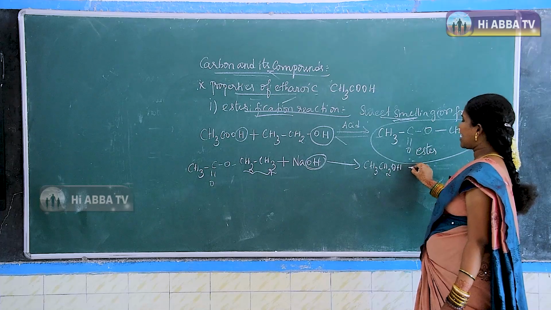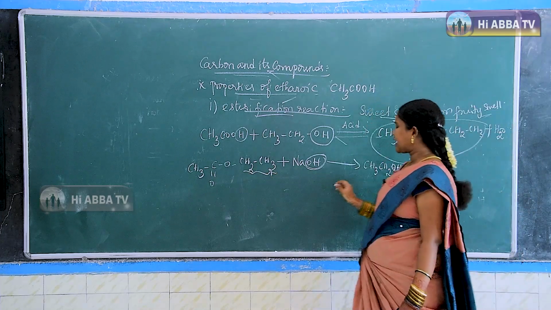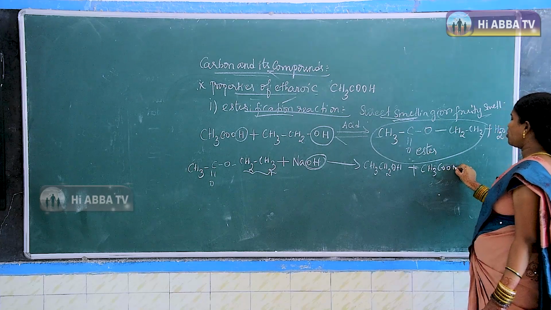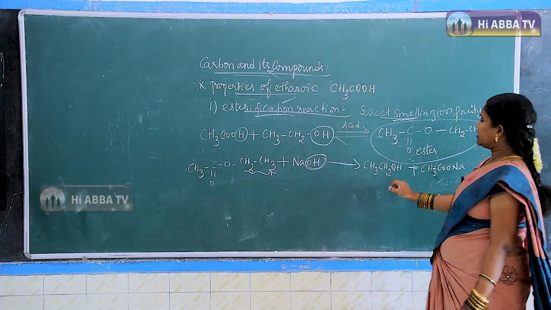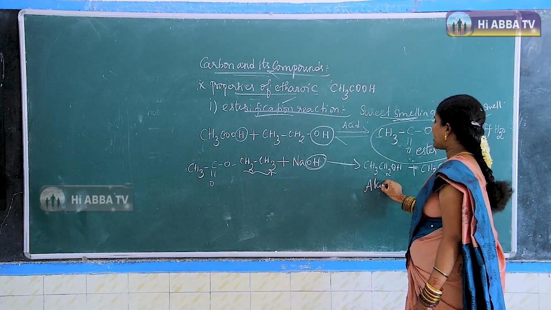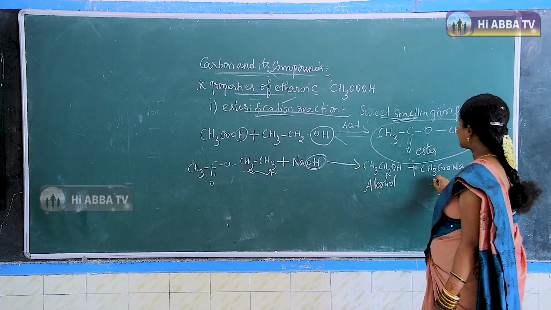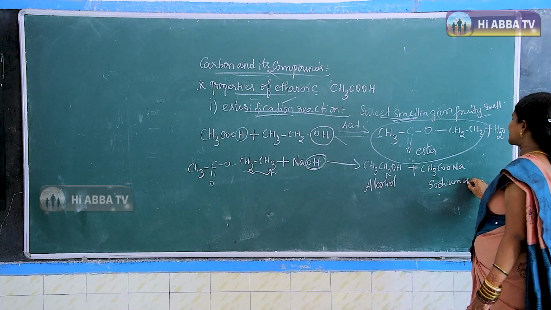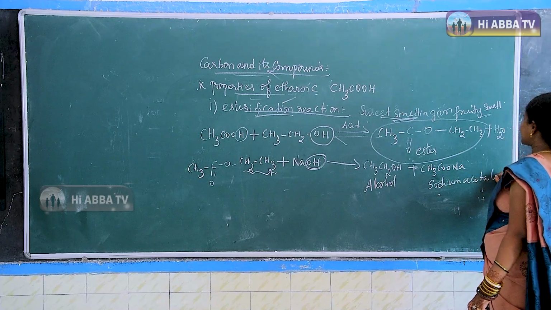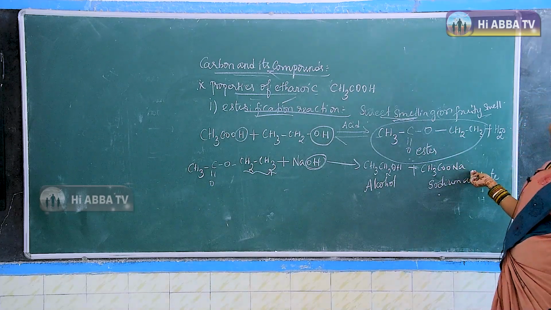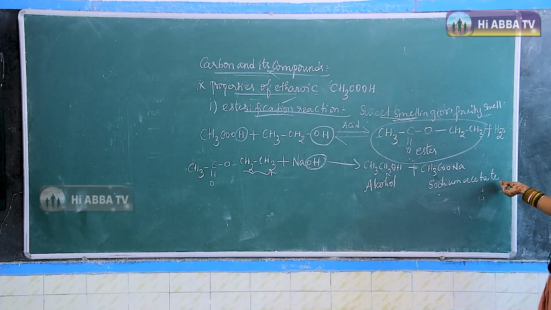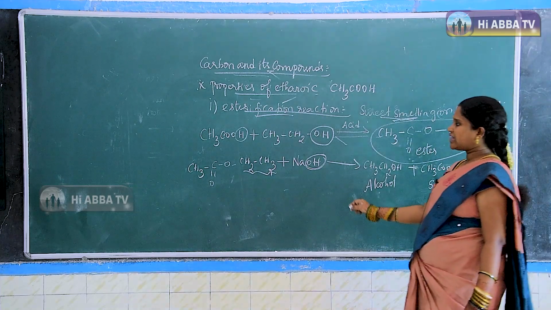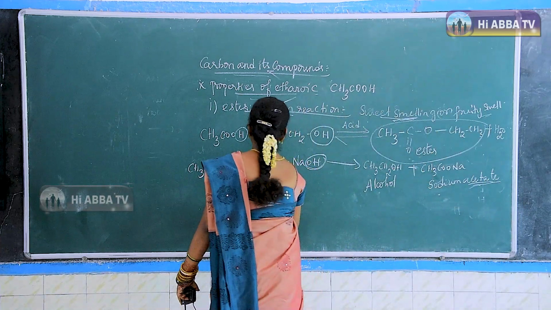CH2OH, okay, and the remaining is CH3COONa. Here we have got back alcohol, and this is termed as sodium acetate. We used to tell this as sodium salt of carboxylic acid also. All the name is said to be called sodium acetate. And this reaction is said to be called as what?